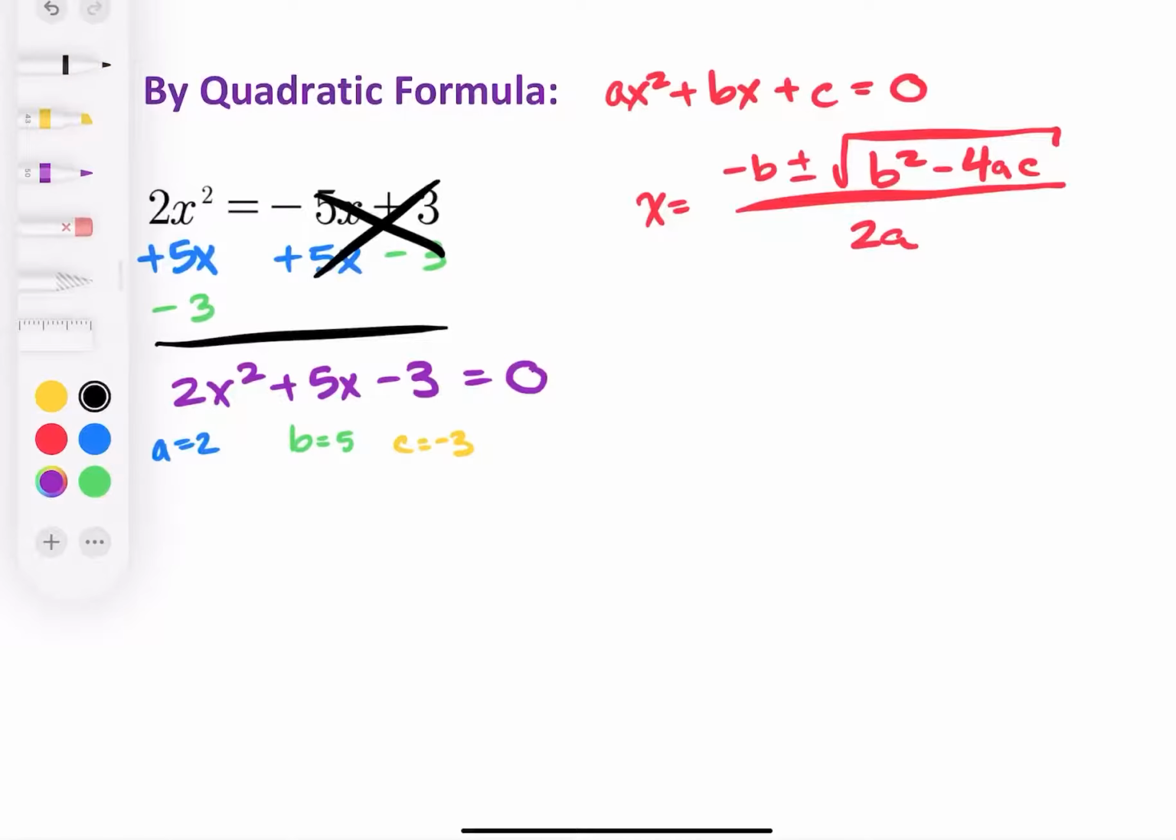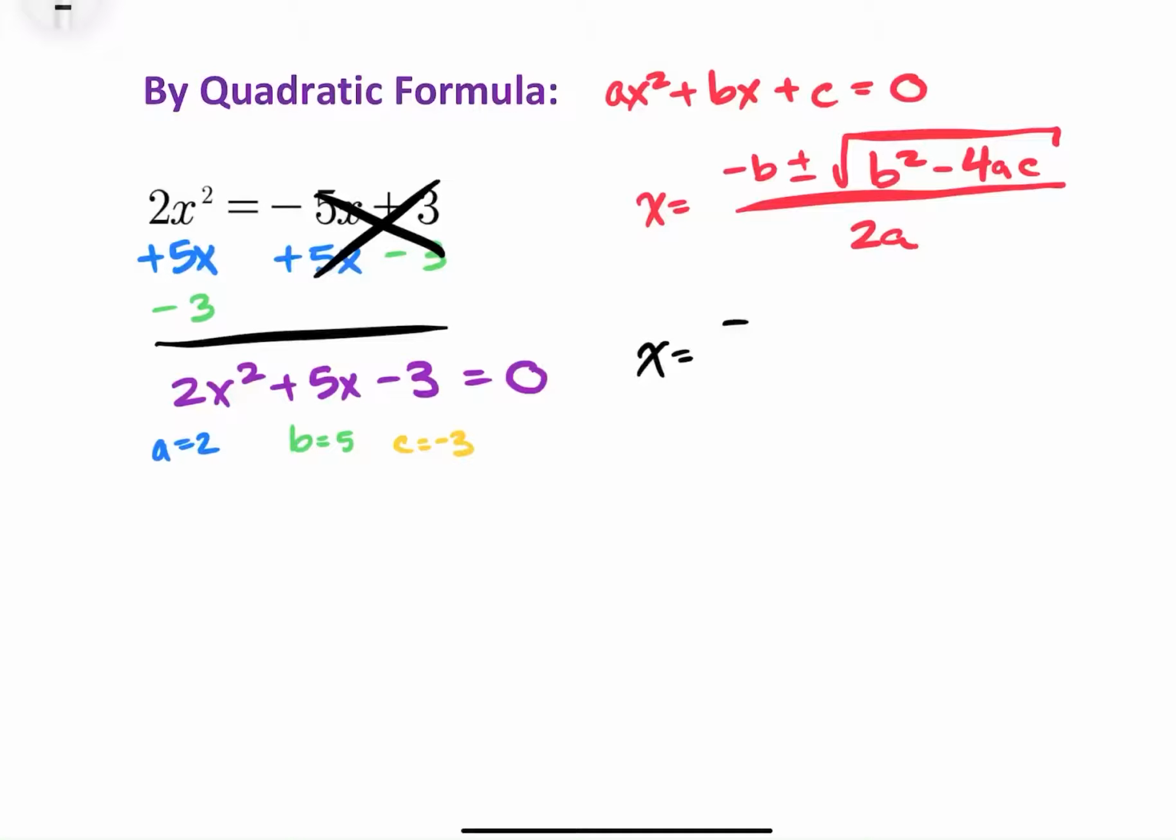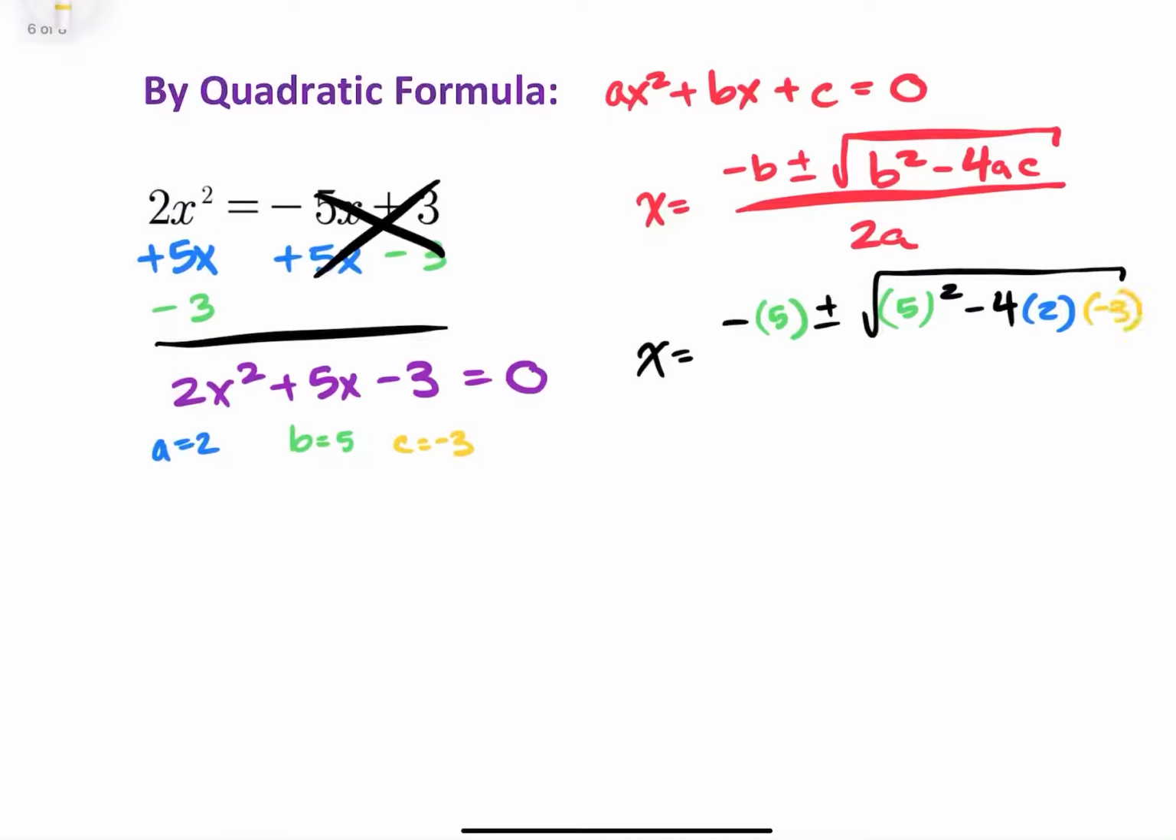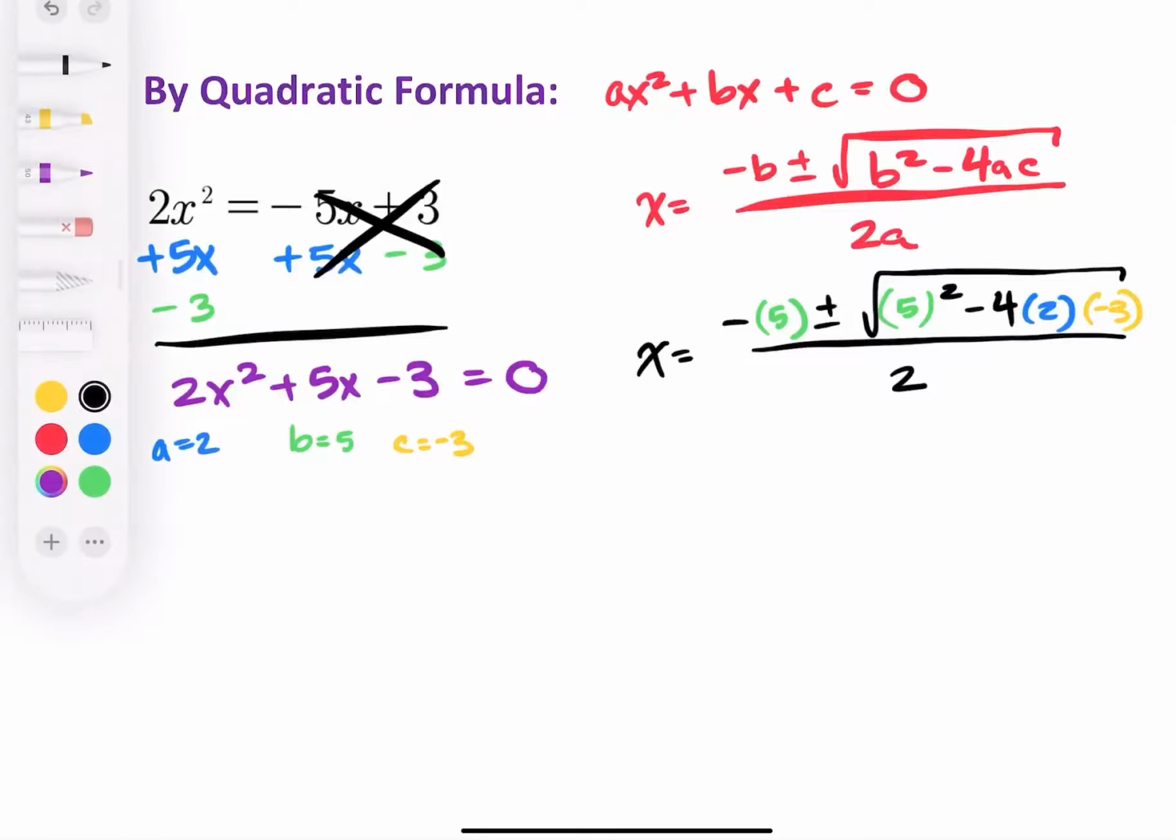Now we're going to use these values and substitute them into our formula. I'm going to copy out the formula, and anytime I see a letter, I'm going to replace it with that value. When we substitute, we're supposed to put it in parentheses. So we have negative 5 plus or minus the square root, and then our 5 squared in parentheses, minus 4 times a, which is 2, times c, which is negative 3, and then all of this is over 2 times a, and a is 2 in this case. All we did is substitute.